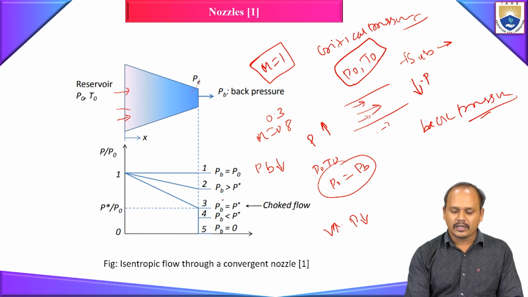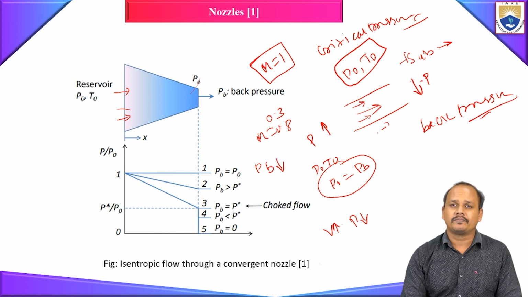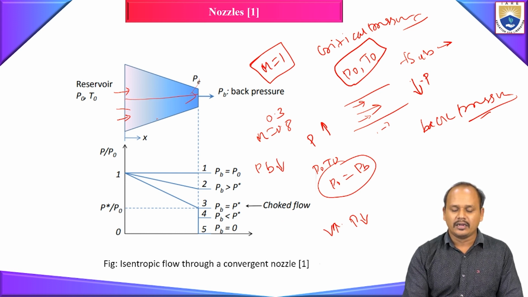After this, let's say I further reduce my back pressure. What is going to happen? There won't be any changes happening inside your nozzle. Whatever pressure you reduce below this P star, where P star is the value for which I got M = 1 at the nozzle exit, there won't be any changes happening inside your nozzle. We call this the frozen flow.